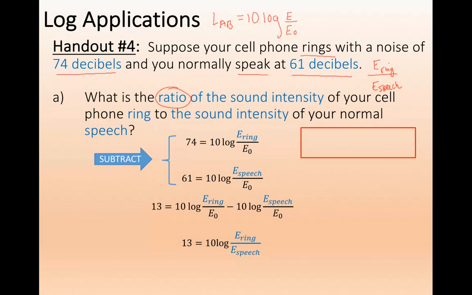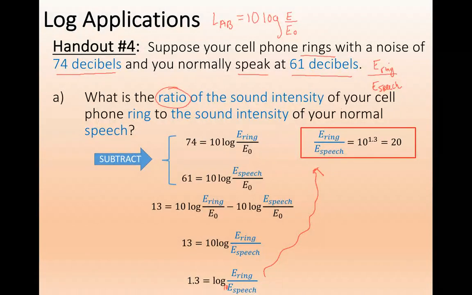My goal is to isolate that. That's what I want to solve for. So I'm going to divide by 10, and this is what I have. Then we have to think back to our properties. Isn't this the common base? It's 10. So we get that 10 to the power of 1.3 is going to equal that ratio, which is about 20. So the ratio is about 20 of the sound intensity of the ring to the sound intensity of your speech. The ring is more intense.